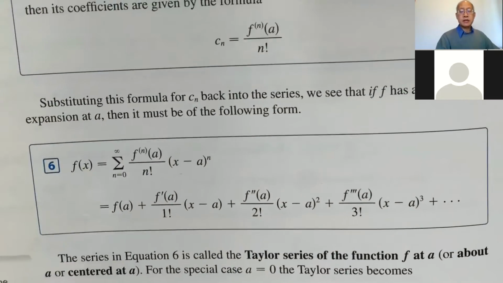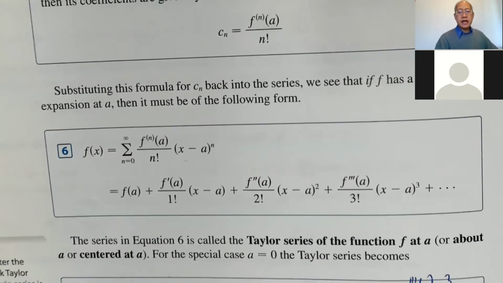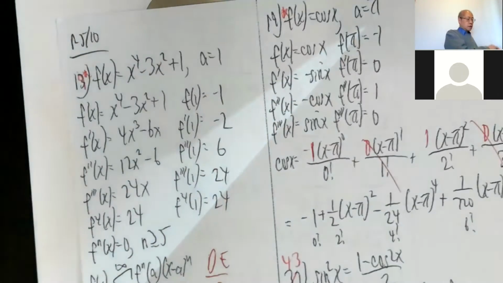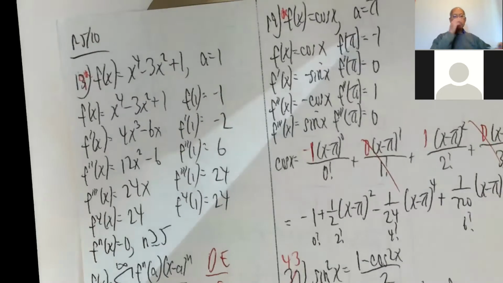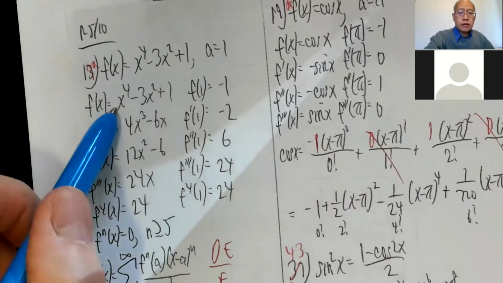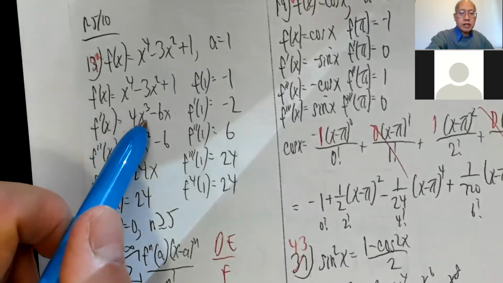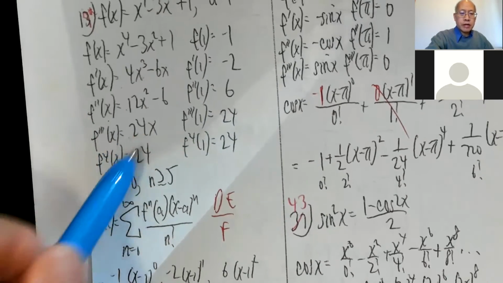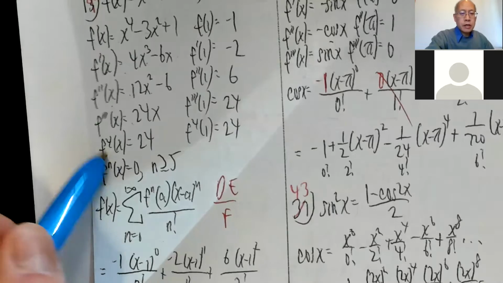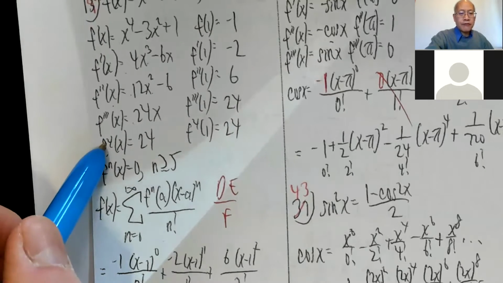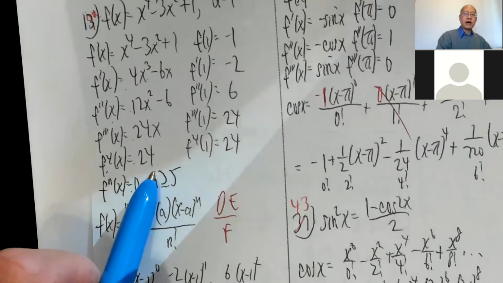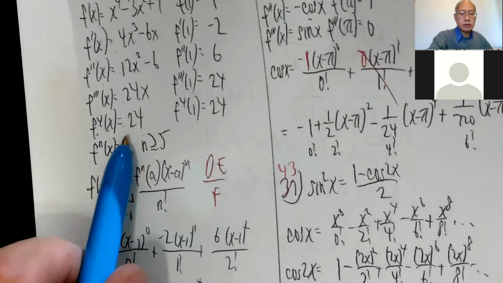Page 760, box 6, centered at a. So it's x minus a everywhere, and instead of plugging in 0 for all the derivatives, I plug in a. All right, so here's the function, f prime is 4x cubed minus 6x. Double prime, 12x squared minus 6. Triple prime, 24x. F4, quadruple prime. Once you get past 3, just write the number. F4 is 24. And then all the derivatives after that are 0 for n greater than or equal to 5, right? The fifth derivative is 0, so is the sixth, so are the rest.